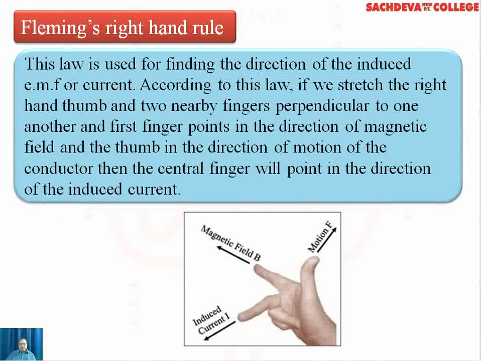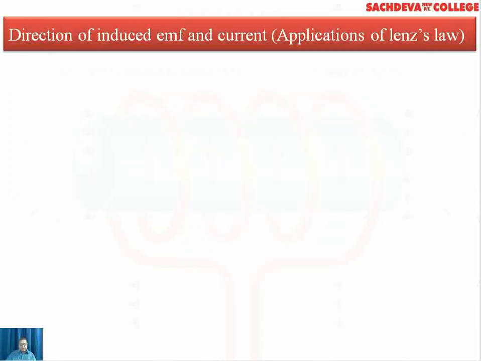According to this law, if we stretch the right hand thumb and two nearby fingers, these nearby fingers are the central finger and the forefinger, perpendicular to one another, and the first finger points in the direction of magnetic field, that is, we are referring to the forefinger direction, and then the thumb in the direction of motion of conductor, then the central finger will point in the direction of induced current. Direction of induced EMF and current.